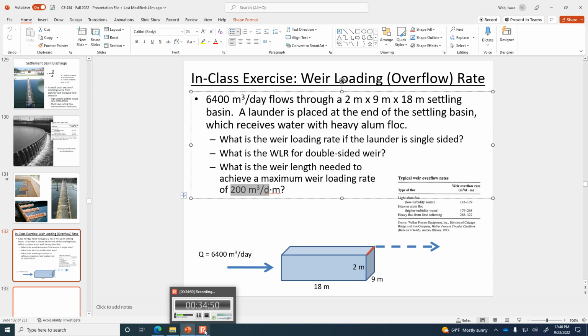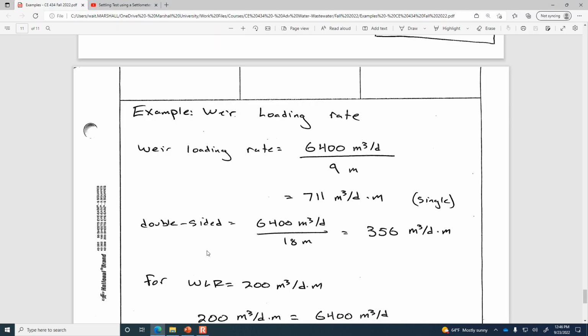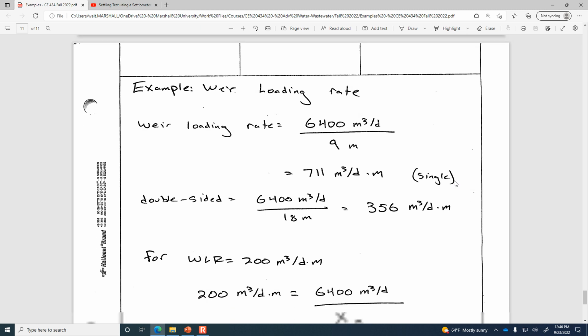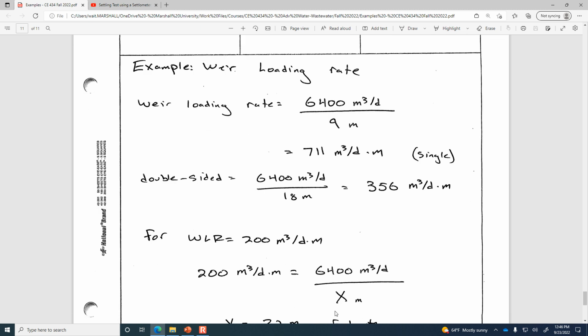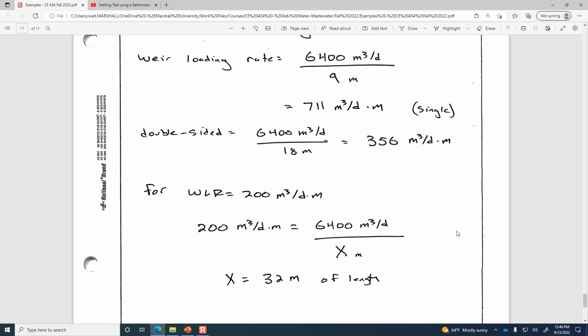So if we wanted to design how much length we need to achieve that loading rate, then this time we're solving for the unknown distance, and we know we want a loading rate of 200 cubic meters per day per meter. And this is our flow rate coming into the clarifier of 6,400 cubic meters per day. So we're just solving for the unknown distance. If we had a length of 32 meters, then that would give us the loading rate that we need of 200 cubic meters per day per meter.